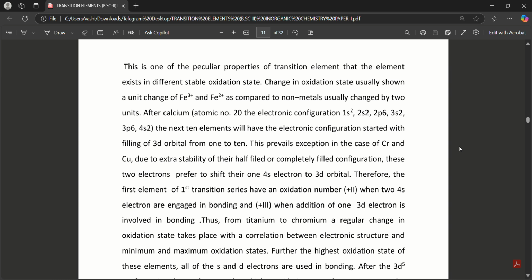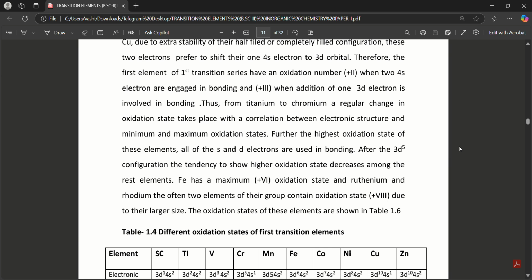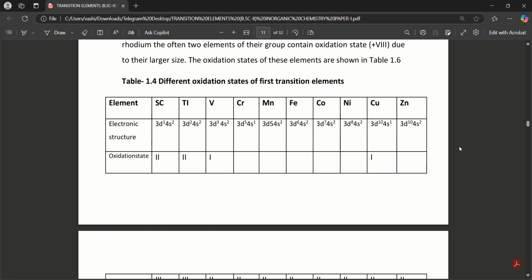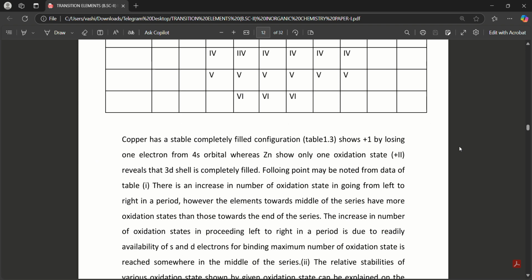Further, in the highest oxidation state of these elements, all of the s and d electrons are used in bonding. After the 3d5 configuration, the tendency to show higher oxidation states decreases among the rest of the elements. Fe has a maximum +6 oxidation state, and ruthenium and osmium, the heavier two elements of their group, show oxidation state +8 due to their larger size. The oxidation states of these elements are shown in Table 1.4. Different oxidation states of first transition elements.